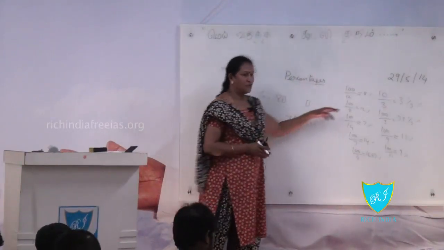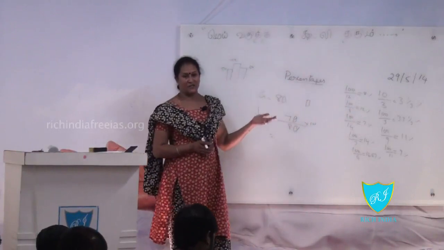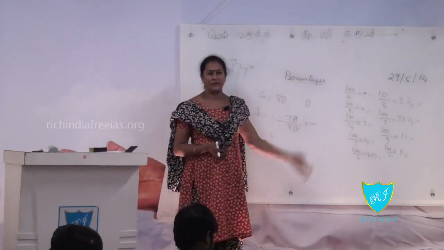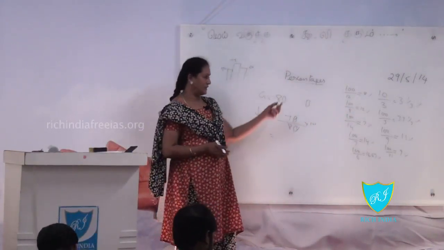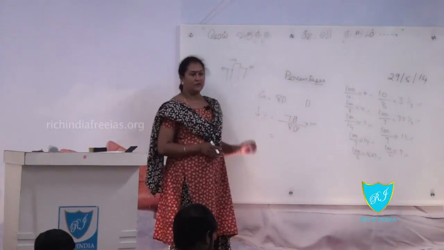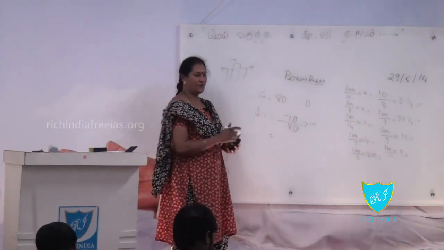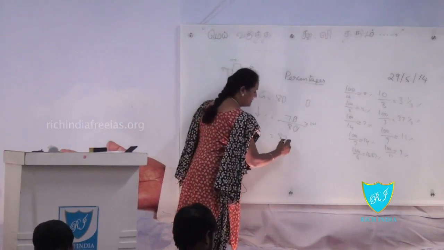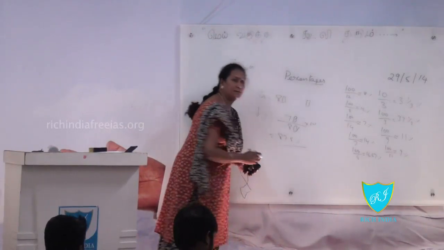So 700 by 8. 100 by 8 is 12.5, so 700 by 8 will be more than 84. It is exactly 12.5 and a half, so 87.5. Exactly it is 87.5%.